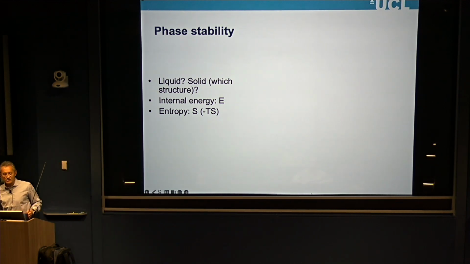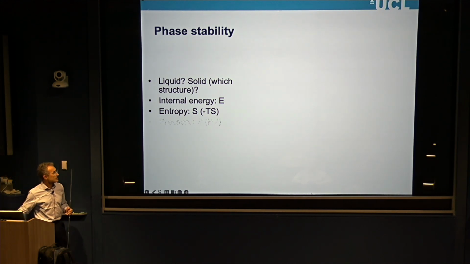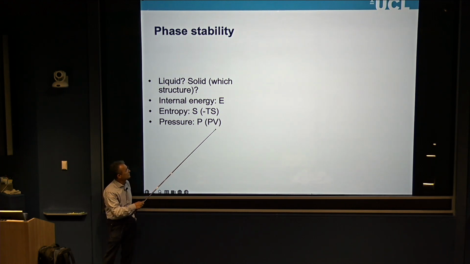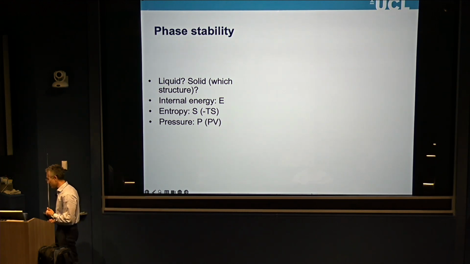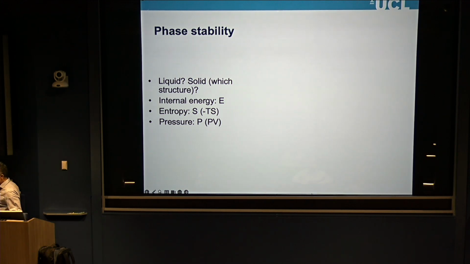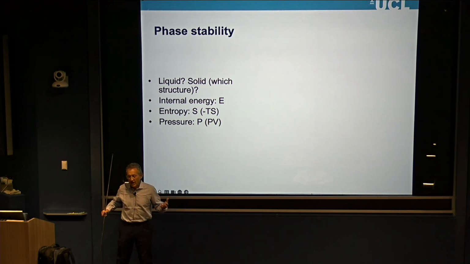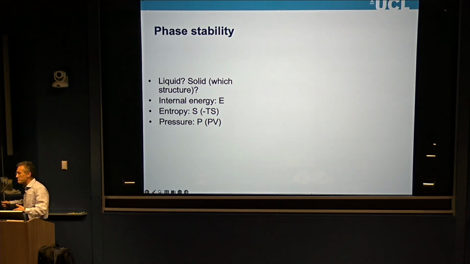But if you compress the structure as well, then you also have an effect caused by pressure, through a term which is the product of the pressure and the volume, the volume per atom here. So a structure in which the volume is smaller is going to be favored. If you're trying to get on a crowded bus, you are more likely to get on if you are a small child than if you are a big man.